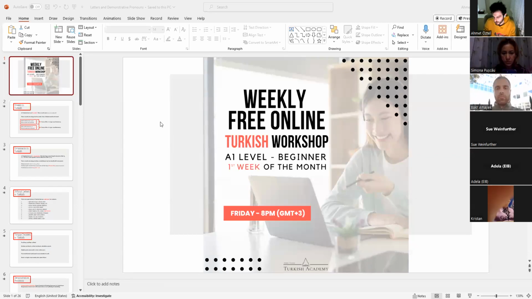So yeah, this is the second weekly workshop that we are going to have, and in this workshop we are going to talk about the letters of the Turkish language, the demonstrative pronouns, which are like this and that in Turkish, and also we are going to talk about the question words who and what.